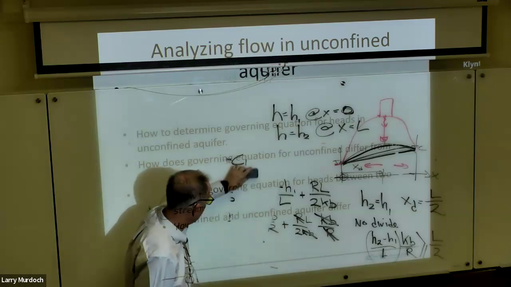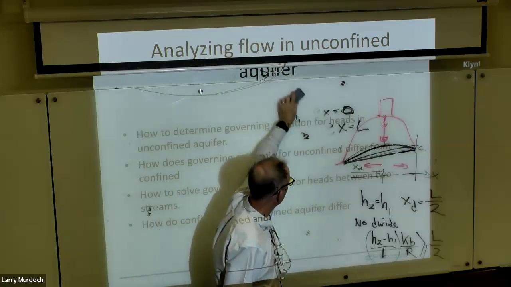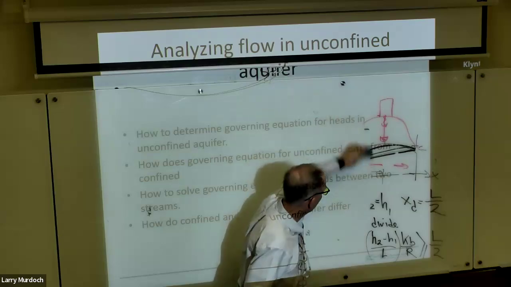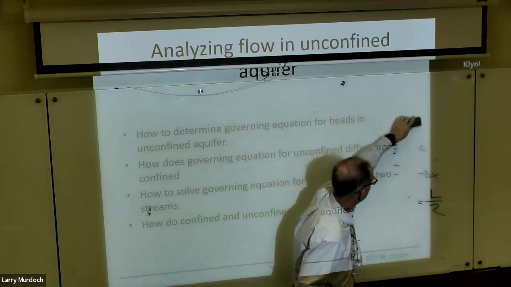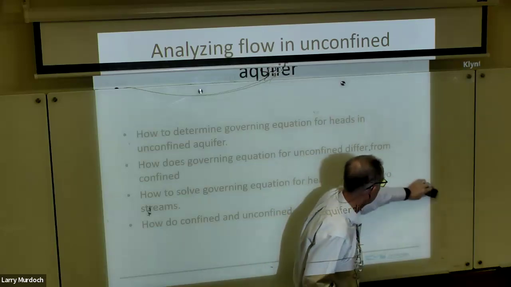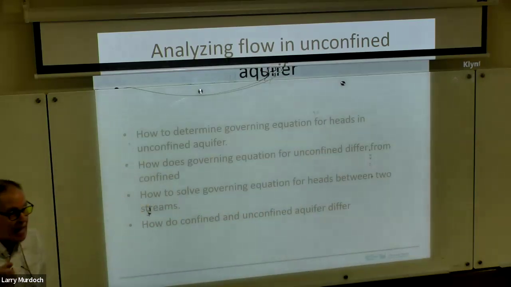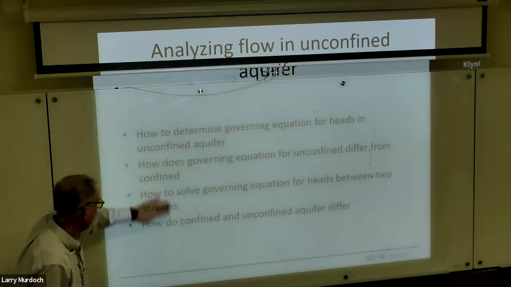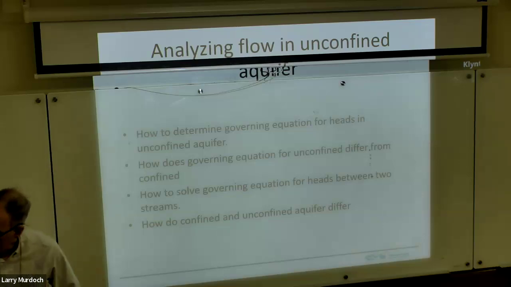So when we did the conceptual model for this last case, we assumed that the region where flow is occurring was at a uniform thickness. And you know, as a first cut, that seems okay. But I mean, the drawing itself had the saturated thickness varying spatially. So it's a pretty basic assumption that we're making, and we would like to modify that.